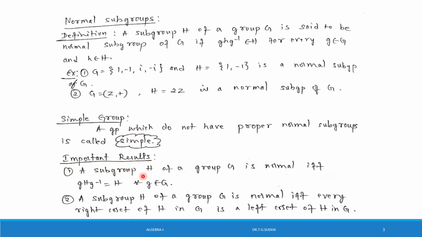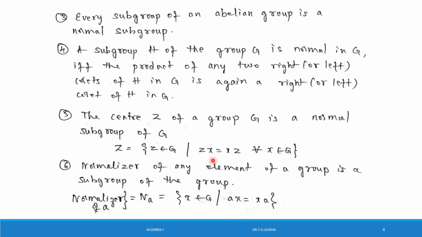Important results. A subgroup H of a group G is normal if and only if g H g inverse is equal to H for every g belongs to G. A subgroup H of a group G is normal if and only if every right coset of H in G is a left coset of H in G. Every subgroup of an abelian group is a normal subgroup. So if you consider a commutative group, then every subgroup of it will be normal.